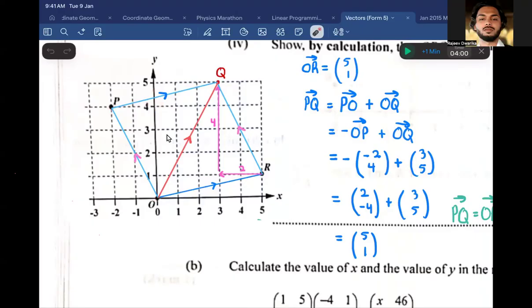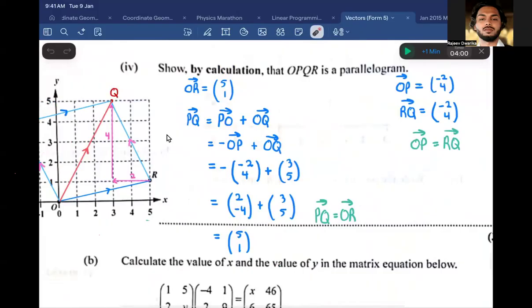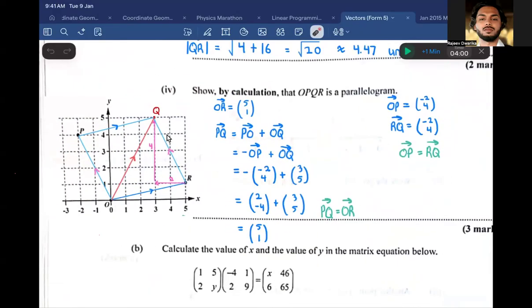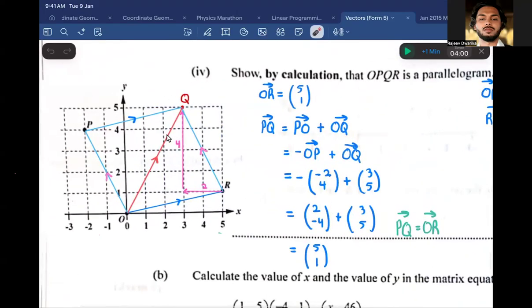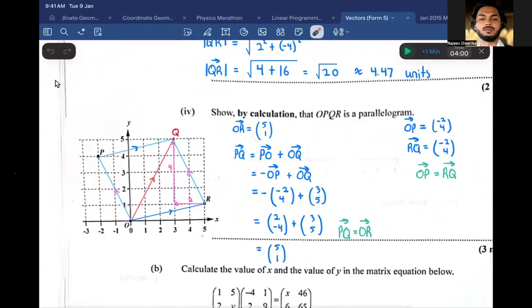Yes. So if we want to use vectors to show that a shape is a parallelogram, we need to prove that the vectors for the opposite sides are the same. Let me give you an example from last class. I drew the shape here. If it's a parallelogram, then vector PQ is supposed to be equal to vector OR, and vector OP is supposed to be equal to vector RQ. That's how you prove if something is a parallelogram or not. So let's do this question here.